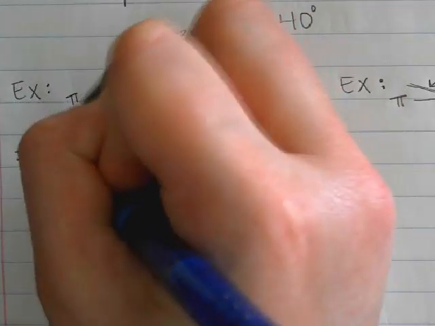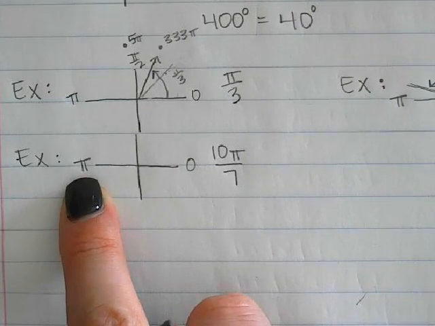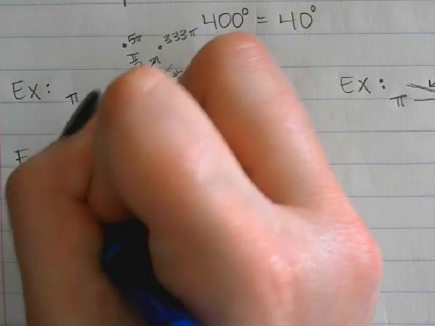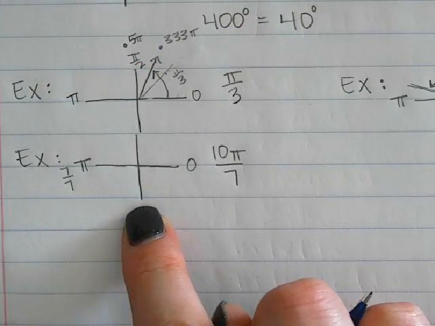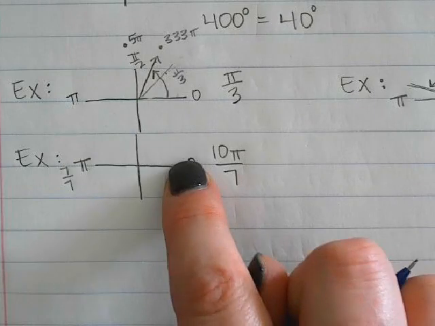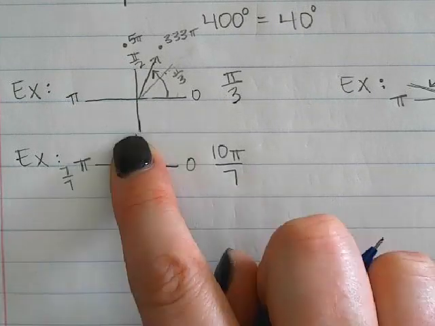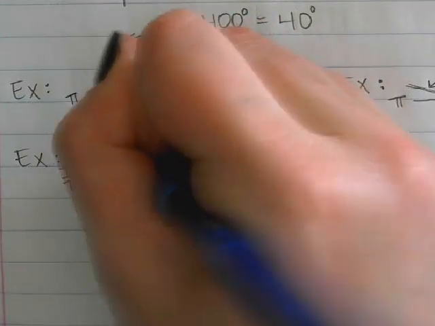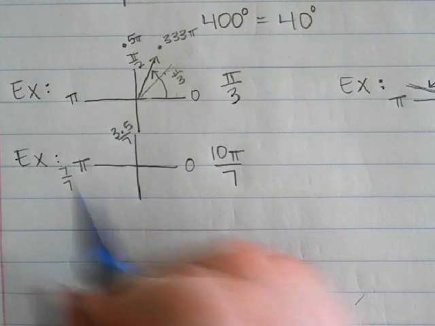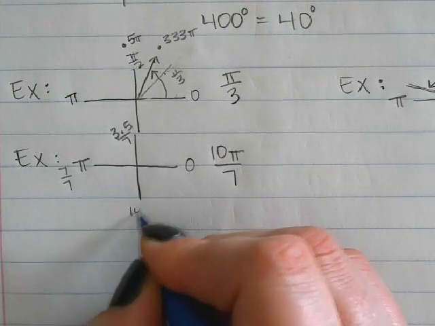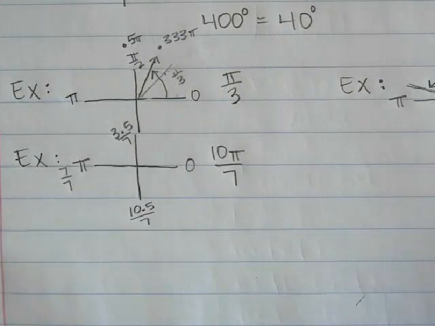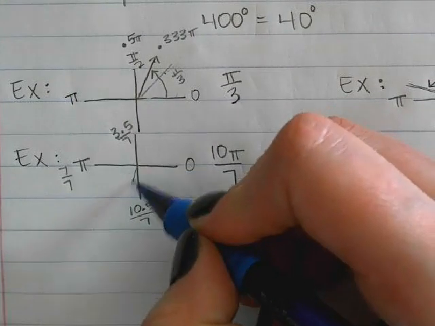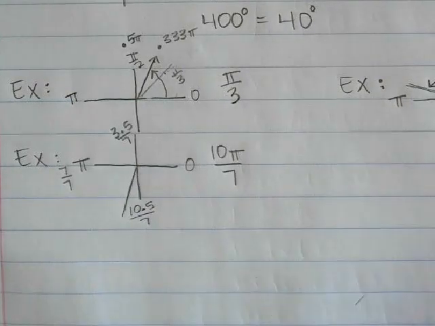We have 1 pi. How many sevenths would 1 pi be? 7 sevenths. 3 more. Okay, so what if we were to go halfway? It'd be 3.5 sevenths. And then over here, if we did 7 plus 3.5, 10.5 sevenths. So it's going to be in quadrant 3, just a little bit before this line. Do you guys see how I thought through that?